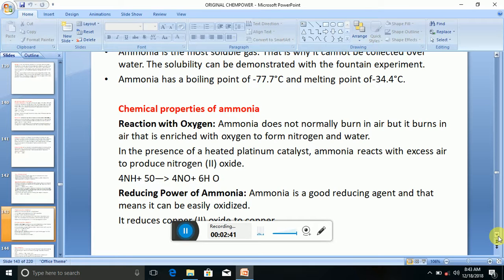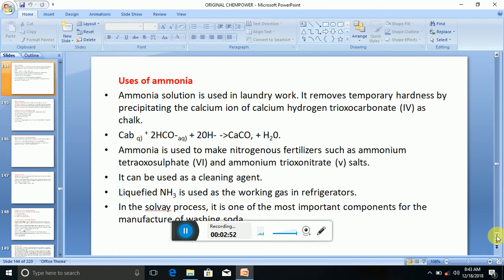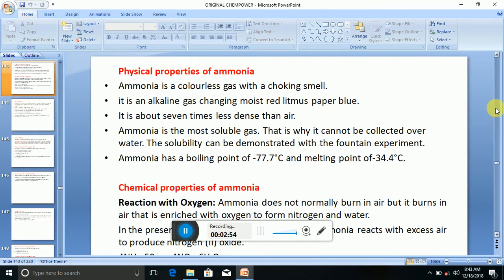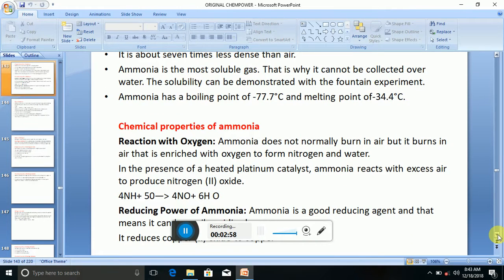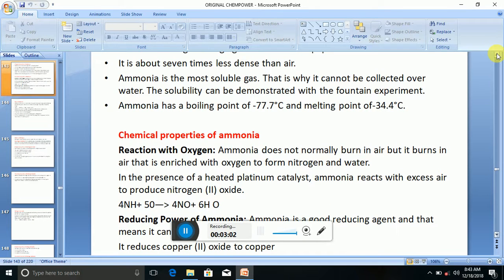As a reducing agent, reducing power of ammonia. Ammonia is a good reducing agent, and that means it can be easily oxidized. It reduces copper 2 oxide to copper.